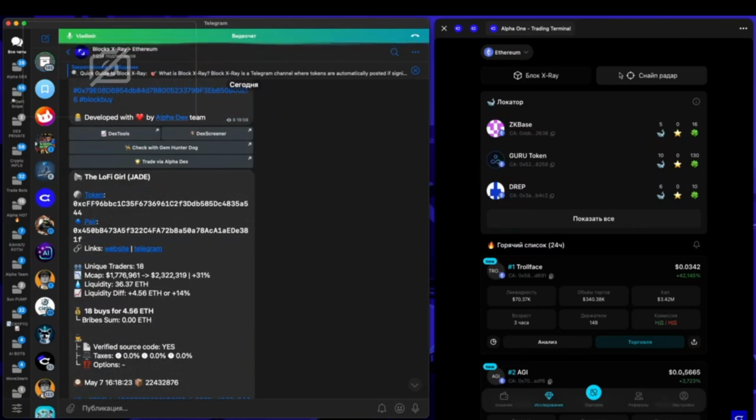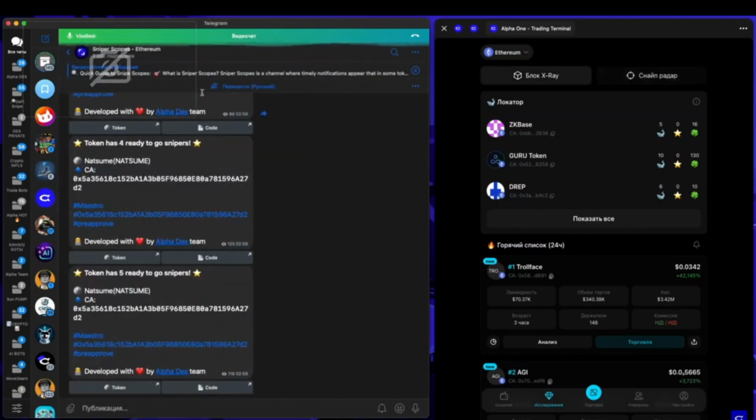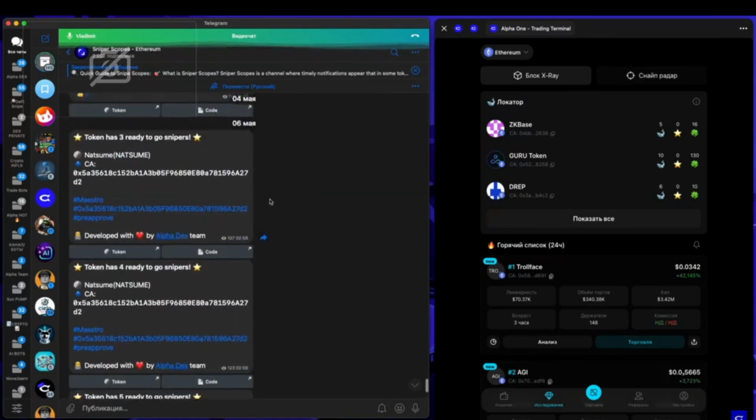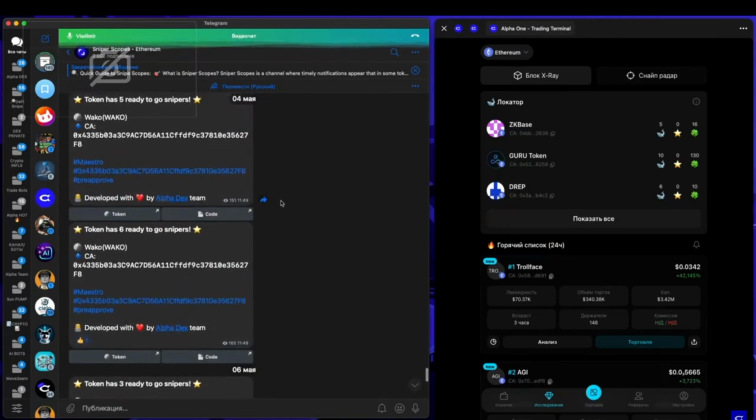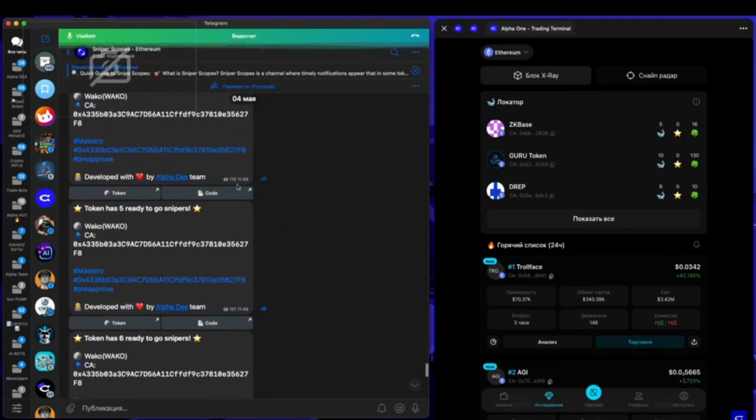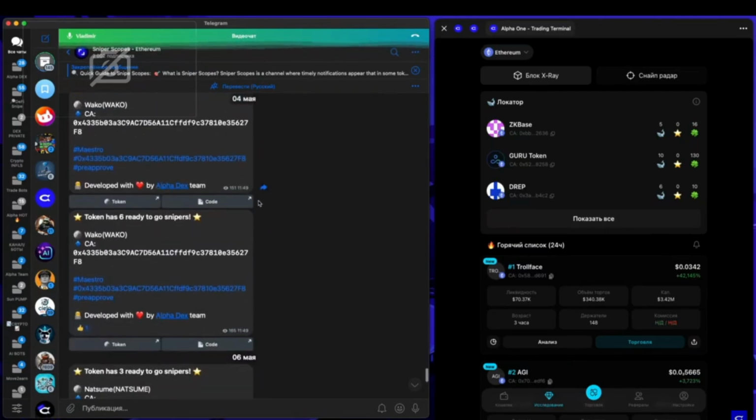The Sniper Radar channel shows abnormal activity of snipers, that is, if a large number of snipers, from 3 and above, are waiting for some token launch that has not yet started, but they have already prepared for the token. Then this information about this token is also published in the Sniper Radar section. Therefore, subscribe to the channel, follow, and do not miss the hottest launches and the hottest blocks on the air.